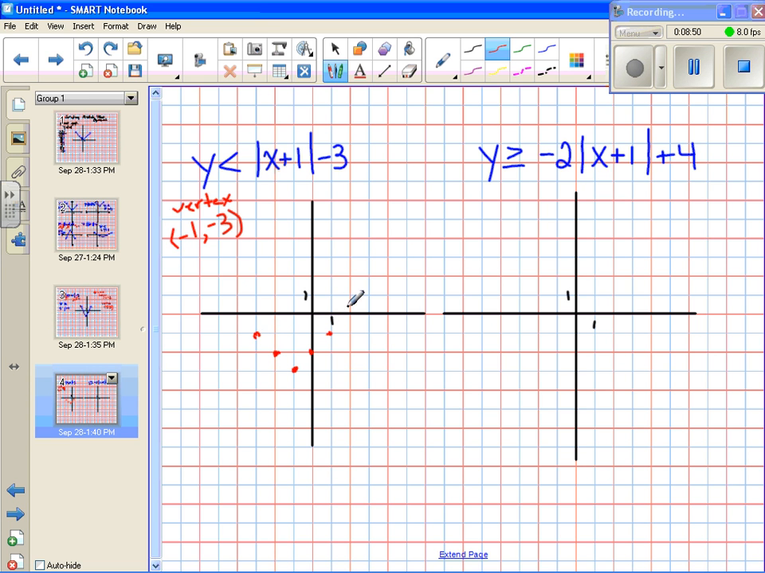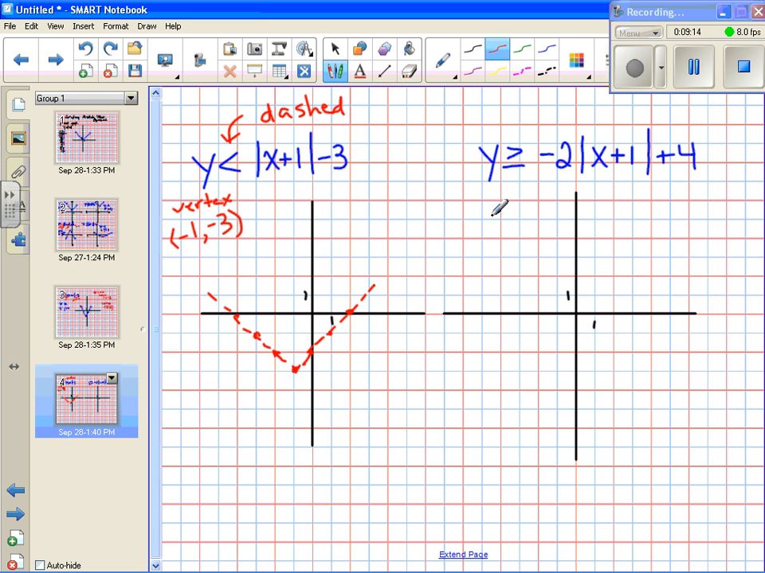The only thing we have to think about, just like we did with lines, is: is it dashed or solid? Because it's just less than, it will be dashed. So when you draw your V, instead of using a solid line, you'll make a dashed line.